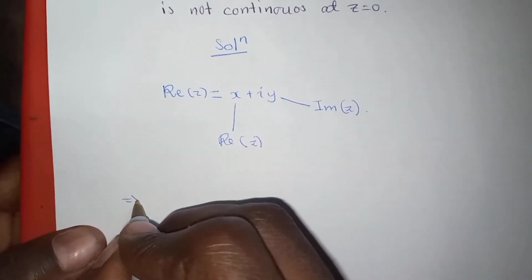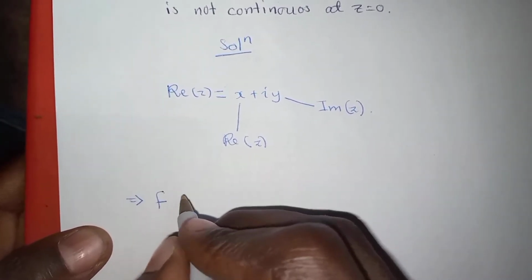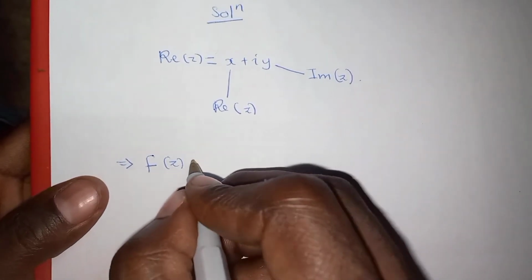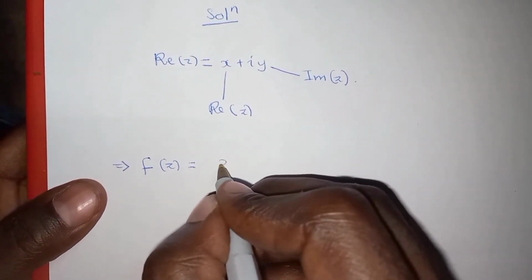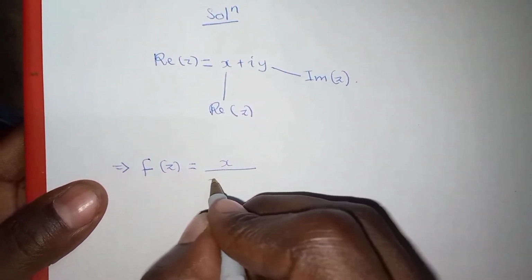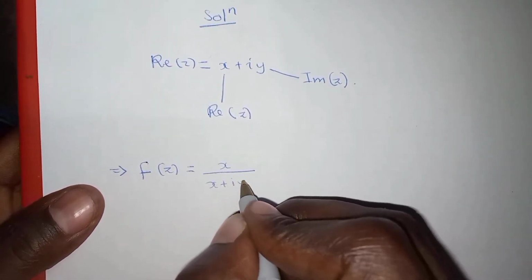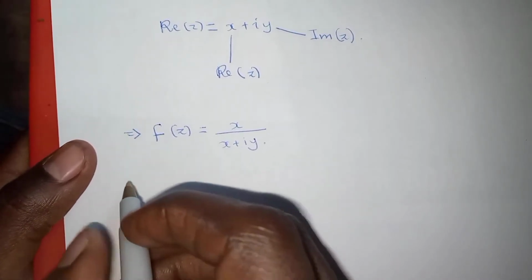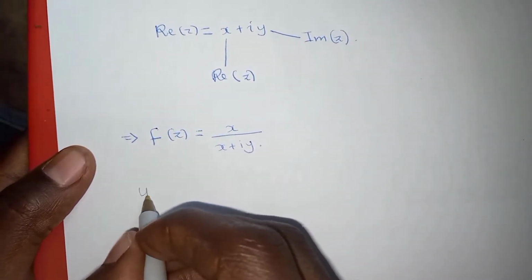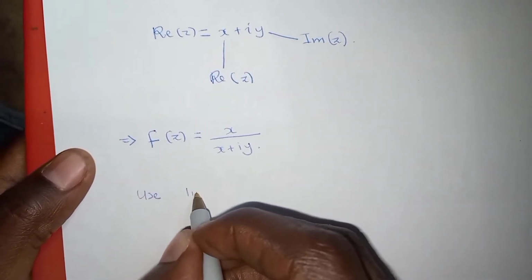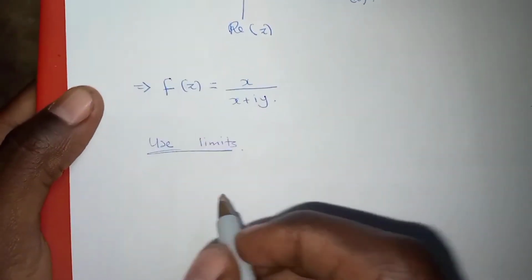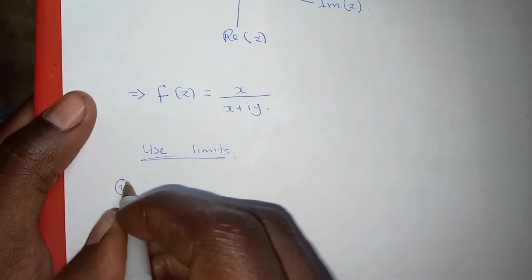So we are going to write the original function in terms of x and y as f(z) equal to, the real part is just x, so we write x over z, which is x over x plus iy. So this function is equivalent to the original one. Okay, so let's use limits to test whether or not the function is continuous at z equal to 0.